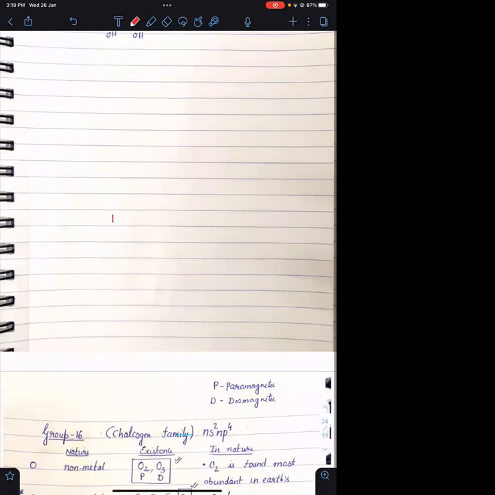Here, I hope every one of you knows the P block. You have boron, and below boron, aluminium, then gallium, indium, and thallium. In the carbon family: carbon, silicon, germanium, then tin and lead. In the nitrogen family: nitrogen, phosphorus, arsenic, antimony, and bismuth. In the oxygen family: oxygen, sulfur, selenium, tellurium, and polonium. Then fluorine, chlorine, bromine, iodine, and astatine. Right?